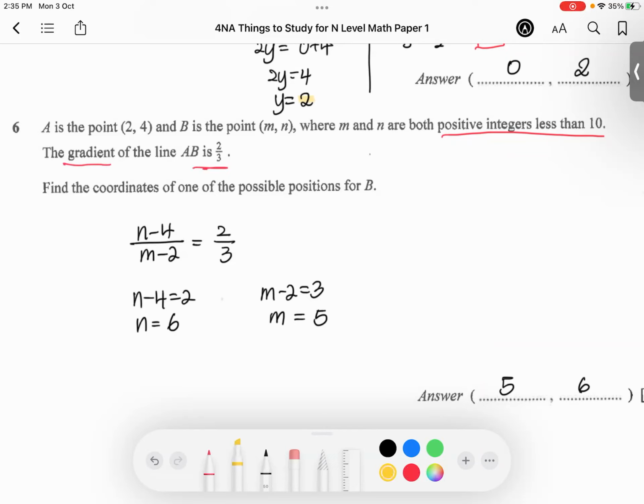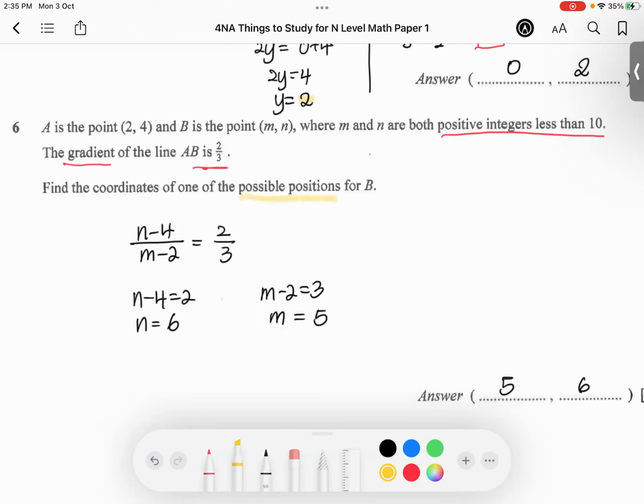So what can I do? Since I do not know how to solve the question, let me just find the gradient first. Using the expression, you can of course do 2 minus n, 4 minus n. But usually that will end up with some negative numbers. So there are different possible answers.